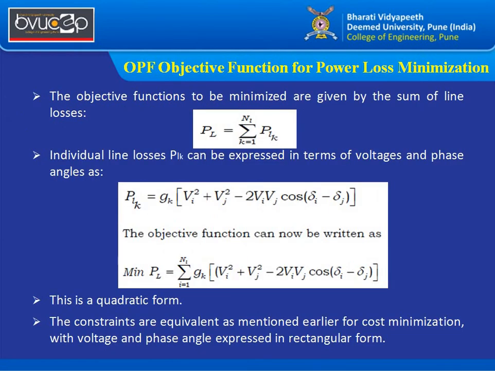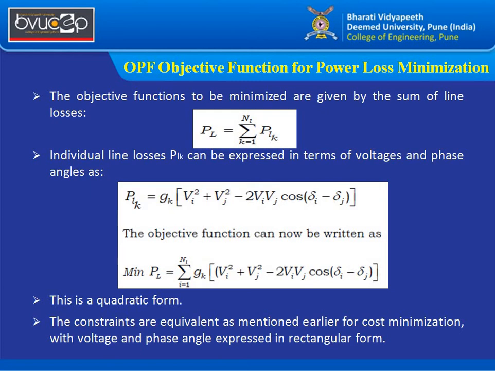Now the objective function for power loss minimization, the second part we are going to see here, it is going to be summation of all losses. So the power losses will be equal to K equal to 1 to L PLK. So these are the losses where we are going to consider individually in terms of voltage and phase angles, and that all we are going to combine it together.